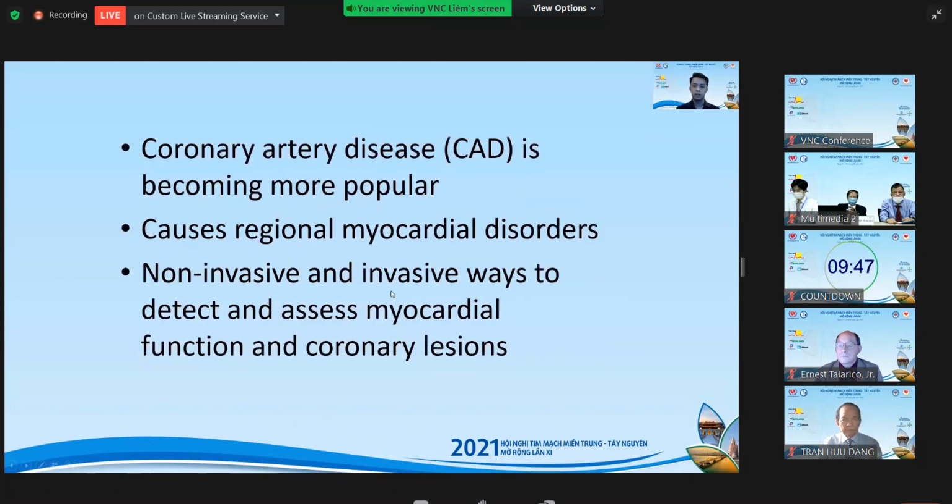Coronary artery disease is a common disease in developed countries and tends to increase rapidly in developing countries. It causes regional myocardial disorder. There are ways to detect and assess myocardial function and coronary lesions, including heart echocardiography, myocardial perfusion imaging, stress test, and coronary angiography.